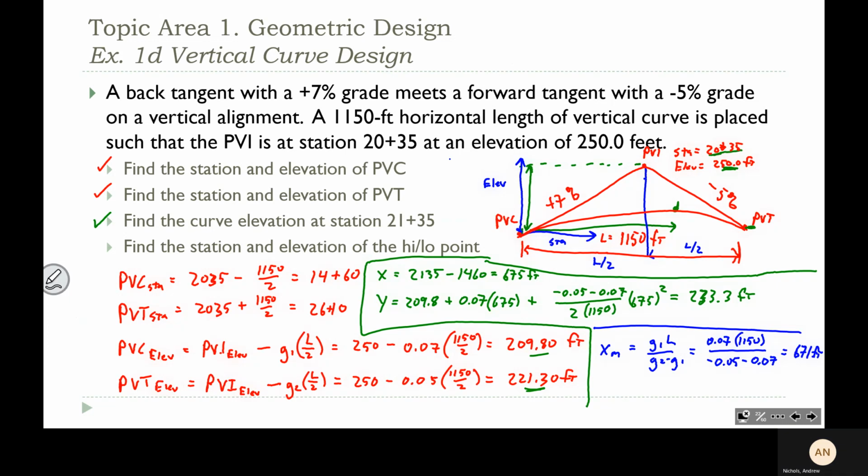Is it negative? Oh, I got the equation wrong. Somebody's supposed to be paying attention. The bottom is G1 minus G2. G1 minus G2. So this would be 0.07 minus a negative becomes a positive. So we'll take it.